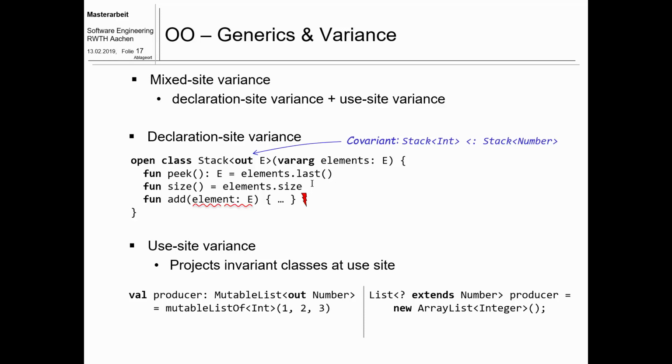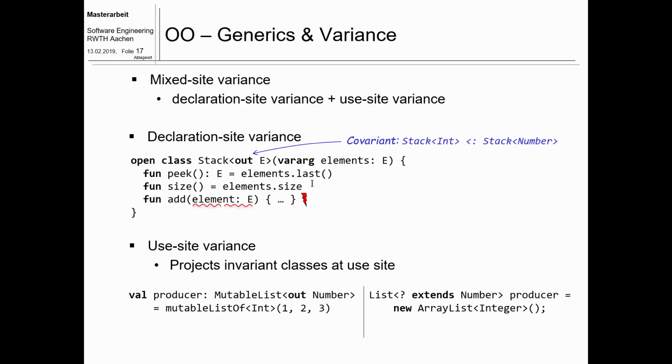So not every class can be covariant or contravariant. For instance, a mutable list type has methods like get, which return elements of type e, but also methods like add, which take in elements of type e. So these classes just cannot be variant. They are called invariant. But for those, you can still use use site variance if you have a particular part of your code where you want to use those classes in a covariant or in a contravariant manner.